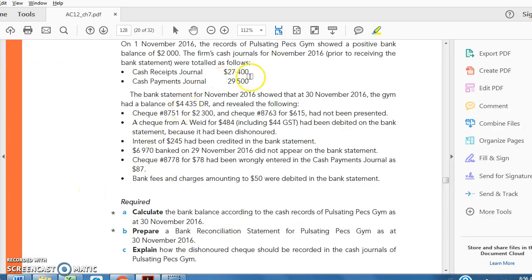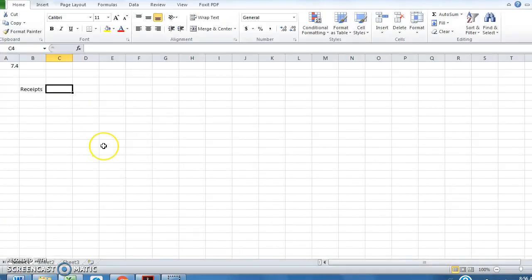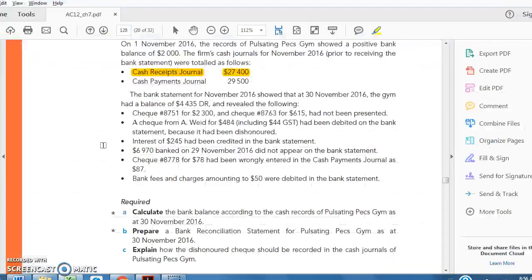So if we go up here, we've got 27,400. And what do we have to look at? So we have to go through and see what other receipts need to be registered from our perspective. So the first one is a check from A Weed for $484. So why do we have to look at this? Because in our statement we've already included this.